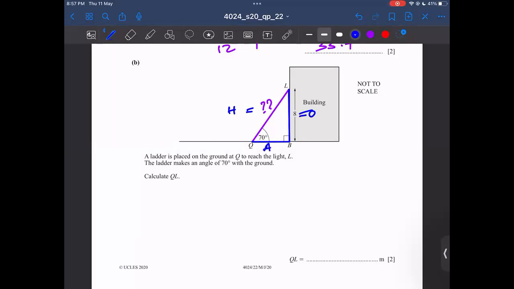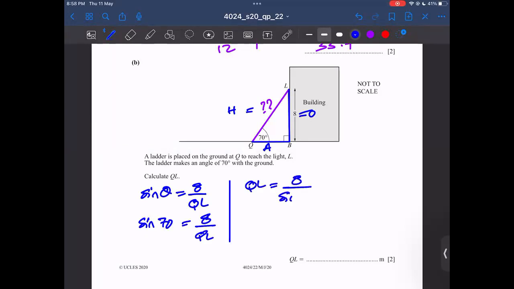So I'm going to use what I know, which is opposite, and what I want, which is hypotenuse. So in the trigonometric ratio sine theta, I'm going to have opposite 8 and hypotenuse QL. What is the value of theta? Theta is 70, so sine 70 equals 8 over QL. So QL is going to be 8 divided by sine 70. So I get the value of QL, that is 8.513. I'm going to convert it into 3 significant figures, 8.51. This is going to be your answer.